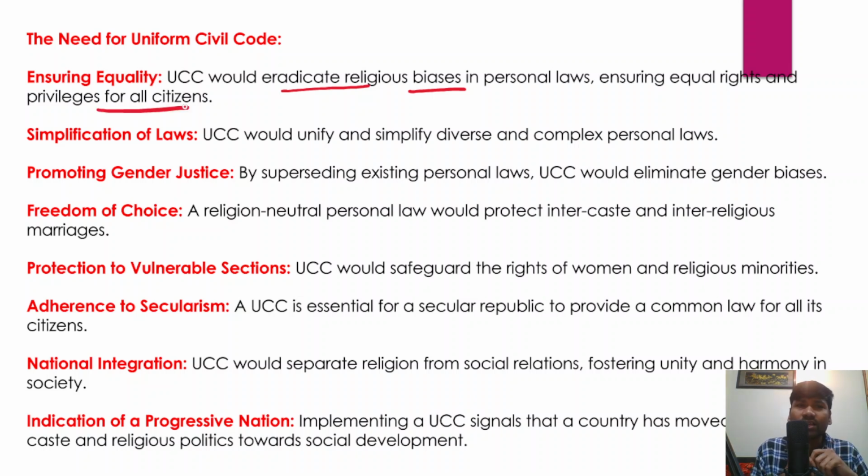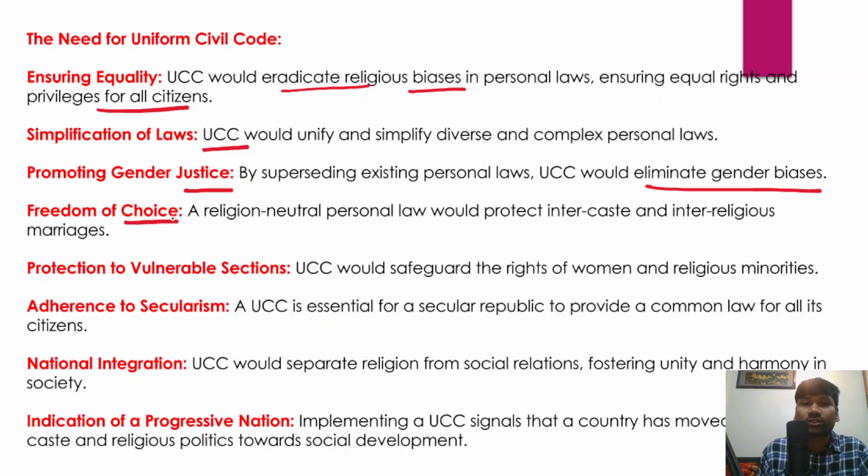And similarly, simplification of laws. A Uniform Civil Code would result in the simplification of laws, because it would unify and further simplify very diverse and complex laws that create a lot of confusion when it comes to the implementation of the directive principles of state policy. And similarly, promoting gender justice: by superseding the existing personal laws, the UCC would eliminate the gender biases that have been existing in the personal laws.